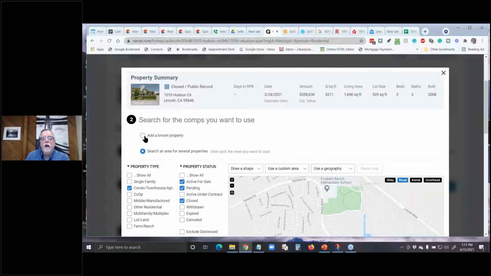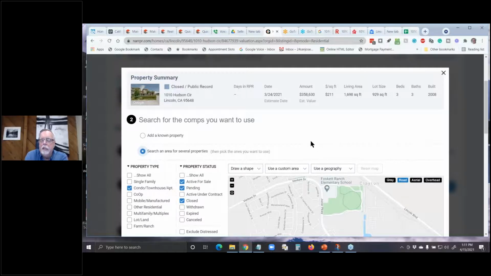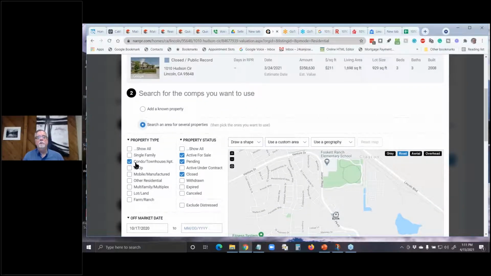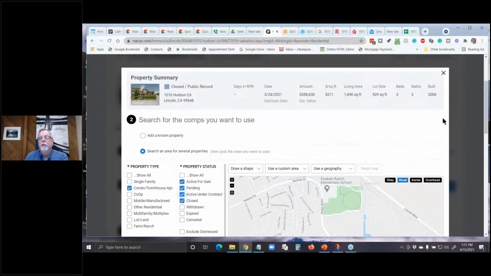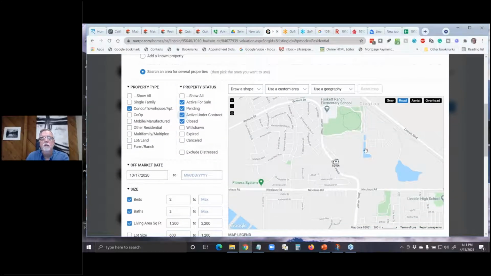Now, notice it says here, add a known property. So if I don't see something that is in the MLS, but for some reason RPR doesn't have it, I can copy that address and drop it in, and RPR will look for it. Notice how RPR combines condos, townhomes, and apartments all together, because there's a lot of different opinions as to what makes it a townhouse. I click on active and under contract. I don't usually do expired, canceled, and withdrawn because we're in a seller's market and there aren't a lot of them. But notice this is showing me where the subject property is.